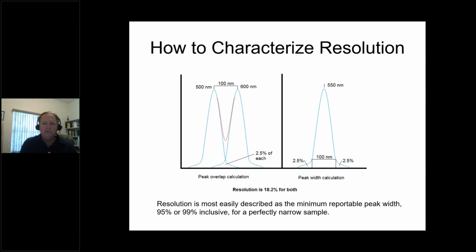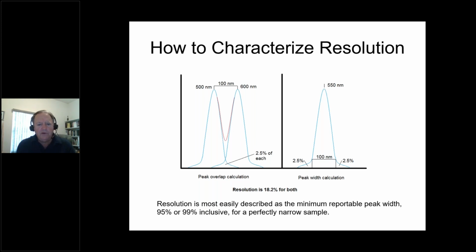Now, I want to talk a little bit about resolution. Resolution is something particle characterization people talk about all the time. Sometimes they tell fibs about it. Sometimes they're more honest about it. But in any case, there are a couple of different ways to characterize resolution. One is the overlap of two narrow peaks. How much full separation do you get?